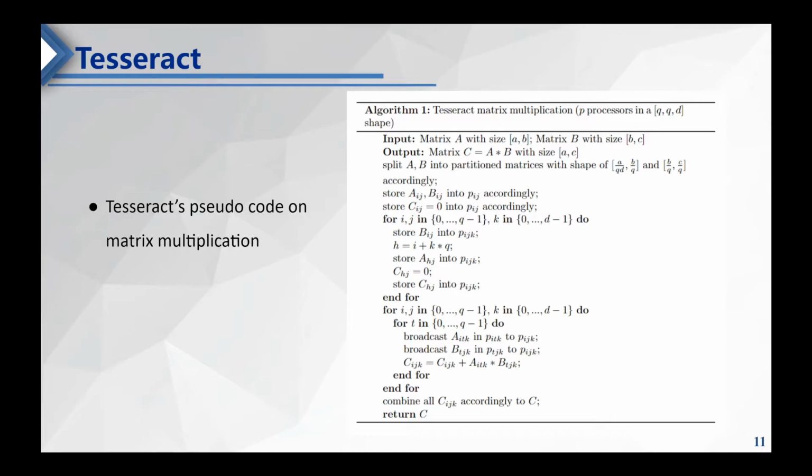Then for each IJK, and T from 0 to Q minus 1, we broadcast AITK along its column and broadcast BTJK along its row. On each processor, Cijk equals its previous value plus AITK multiplied by BTJK. Finally, Tesseract combines all the Cijk accordingly to get the final result, matrix C.